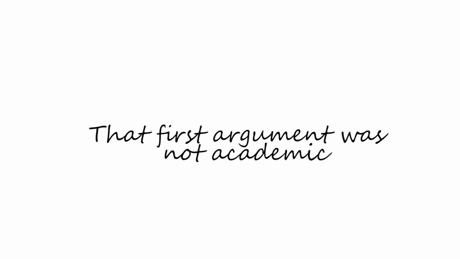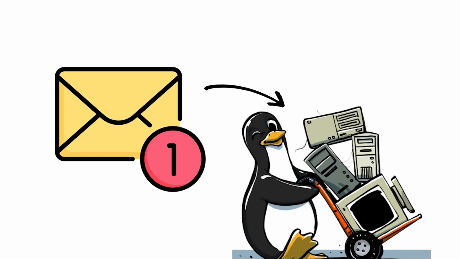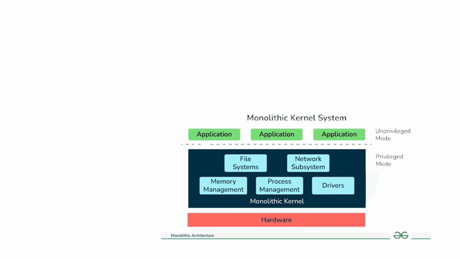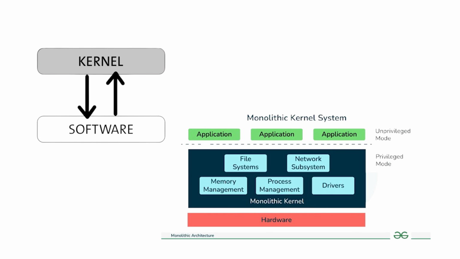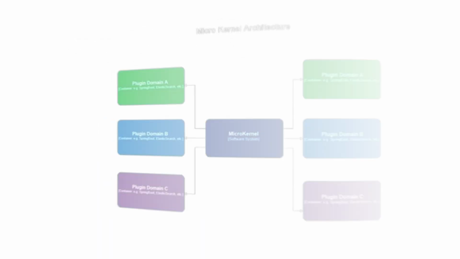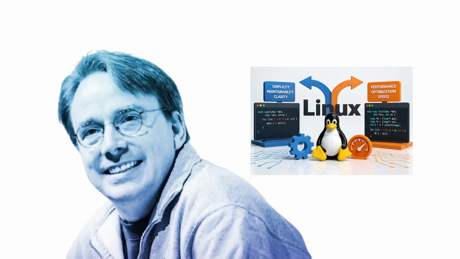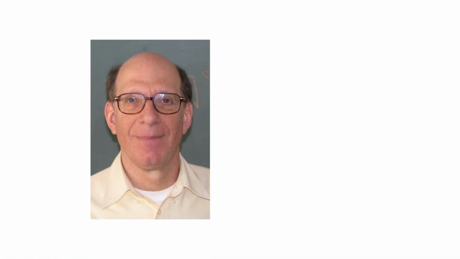That first argument was not academic. In 1992, Andrew Tanenbaum, who wrote the Minix teaching operating system, posted a message titled "Linux is obsolete." His position was that monolithic kernels were a step backward, and that any serious operating system built in the 1990s should be a microkernel. Linus Torvalds argued back, at length, in public. Tanenbaum was arguably right about the architecture. Torvalds was right about what would actually get built and shipped, which turned out to matter more.